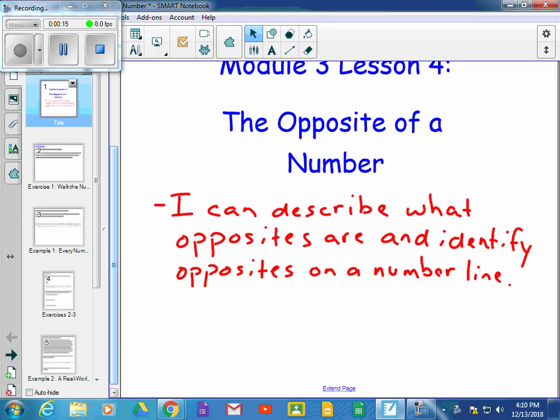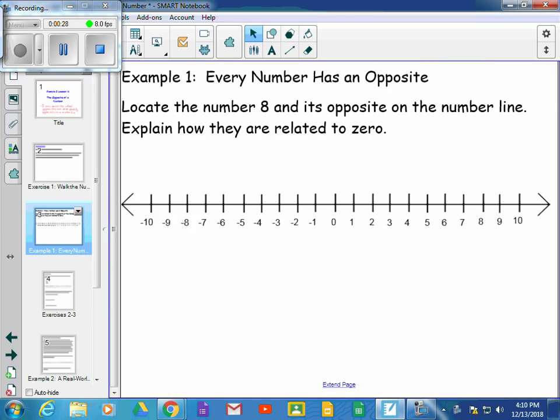At any time during this lesson, pause the video, take really good notes. If you need to go back and watch the video again or rewind parts of it, please do so. I'm going to skip ahead to example number 1 on the front of our paper.